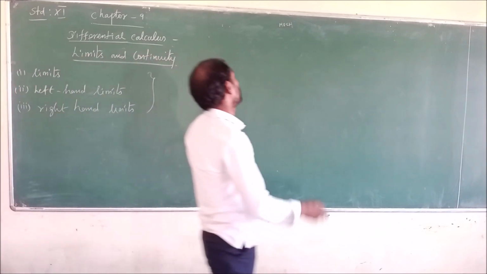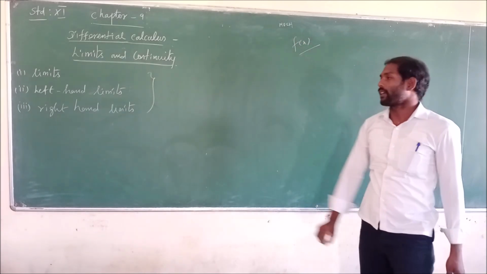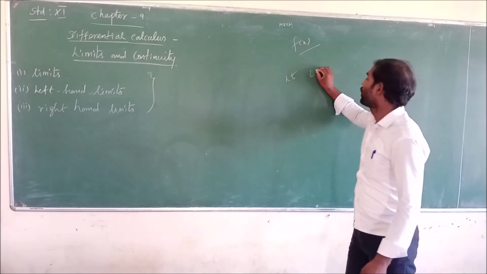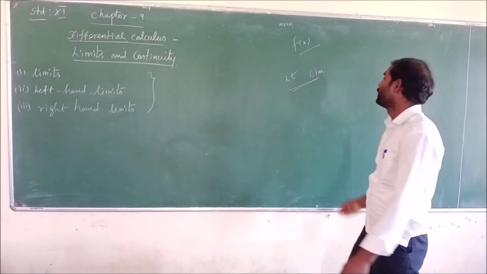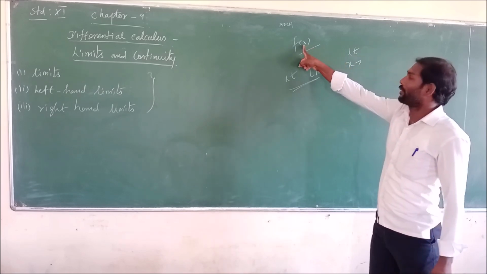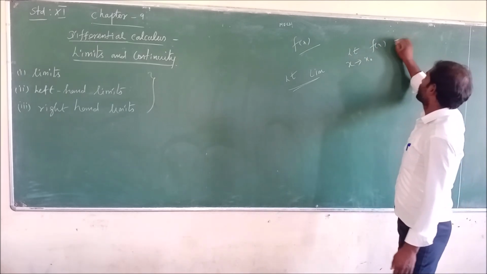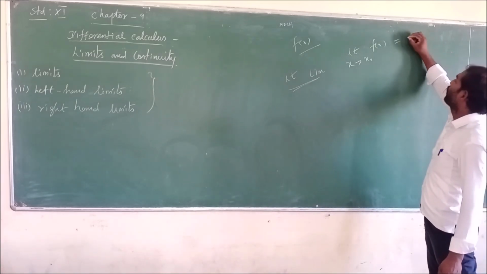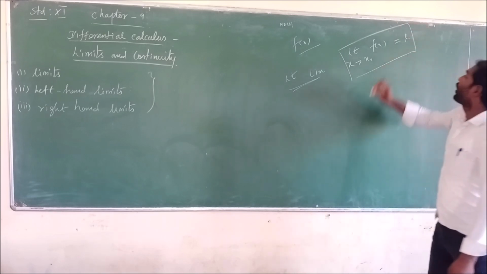So what is limit? The basic definition of limit: f of x is any function, then the limit, denoted by LT or LIM, both are the same notation. Let f of x be a function, then limit x tends to x naught of f of x equals some existing value L. This value L is called the limit of the function.